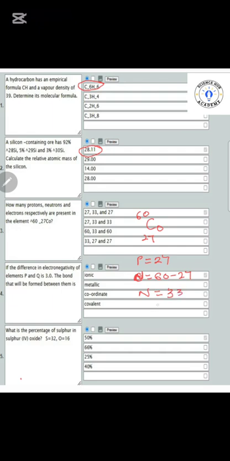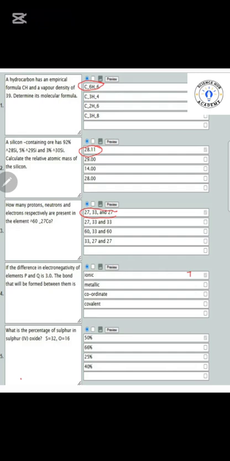And finally, here we have electrons. So to get the number of electrons, that's definitely going to be the same as the atomic number, which is 27, the number of protons. According to this, proton is 27, right? Neutron is 33, and electron is 27. So the answer is this: 27, 33, 27.